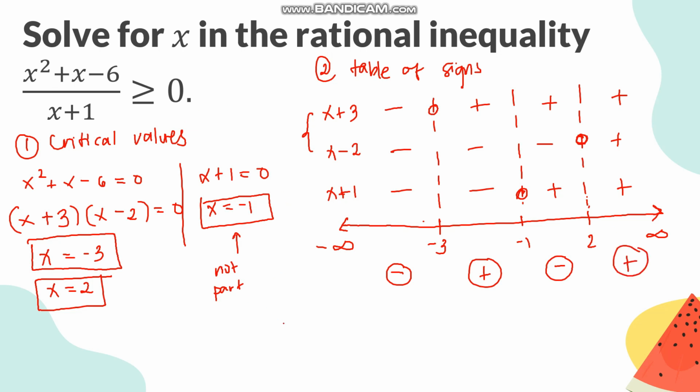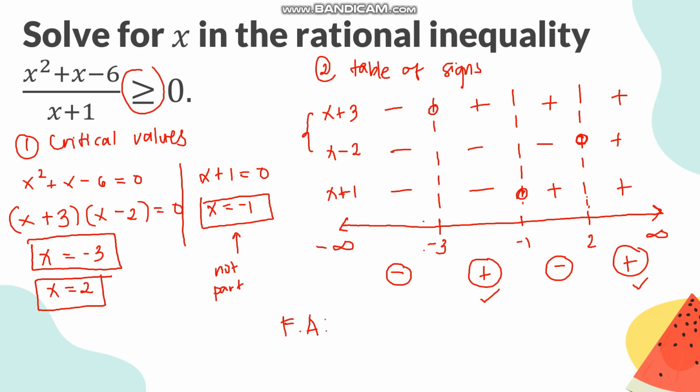Now for our final answer, looking at the symbol used, it's greater than or equal to 0. So that means we're getting intervals that will give us positive signs. So this one and then this one. And since the symbol is greater than or equal, the critical values are part of the solution. However, again, -1 is not part since it will make the expression undefined.